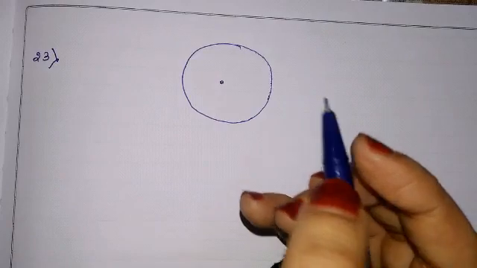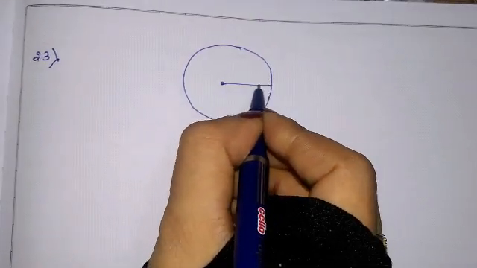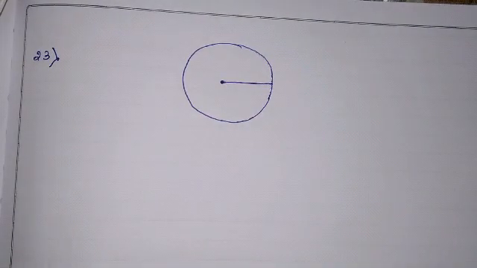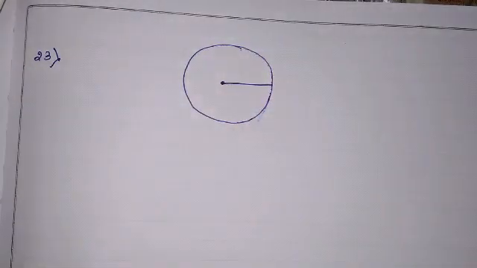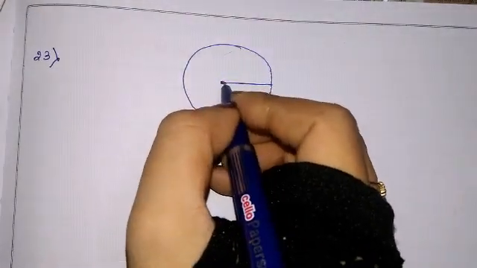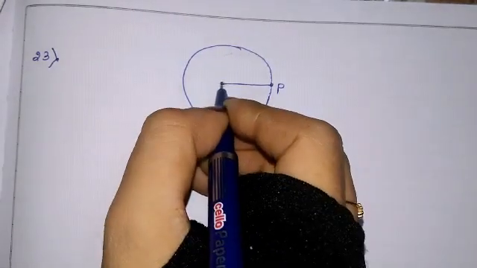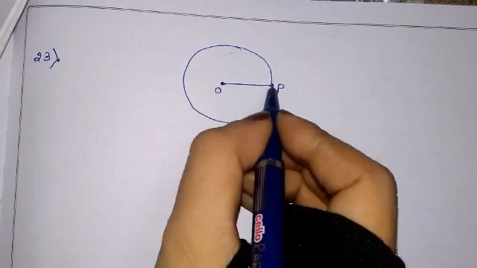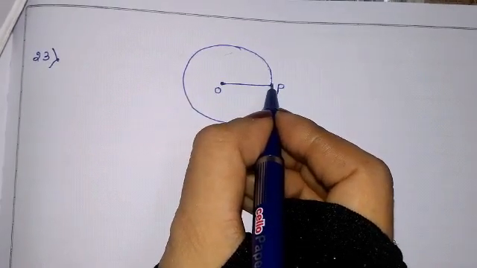Then anywhere you can draw the radius. For example, I'll draw this line as the radius. Then what you have to do is construct a tangent to a circle of radius 4 cm at any point P on its circumference. So wherever you want, you can draw the radius and mention the point P. For example, O is the center. Now this is the point P on the circumference, so we have to draw the tangent on it.